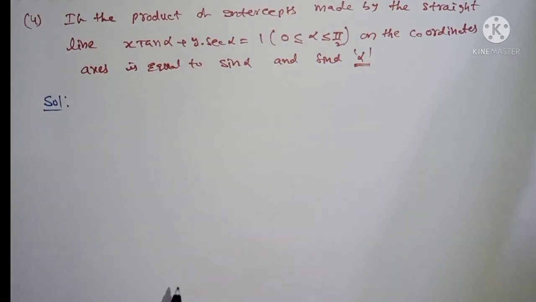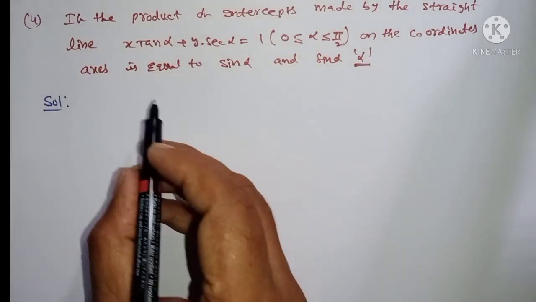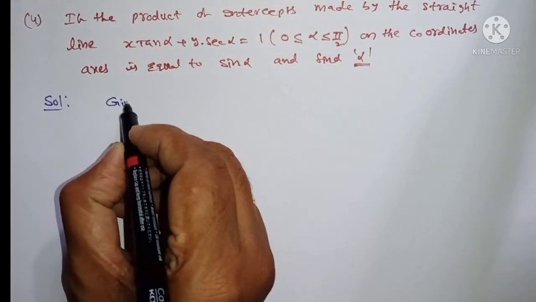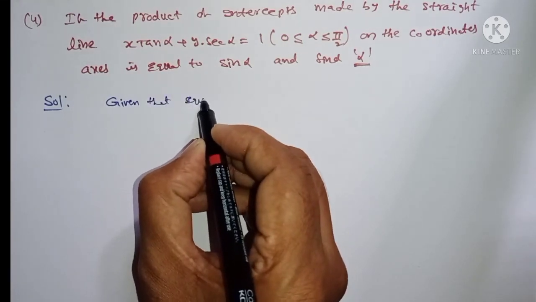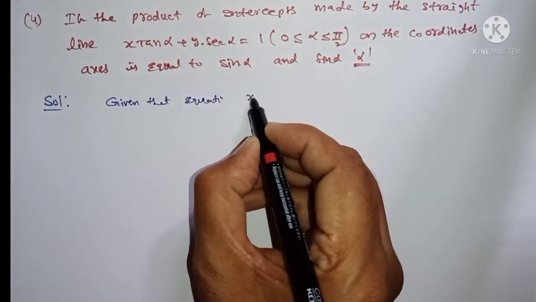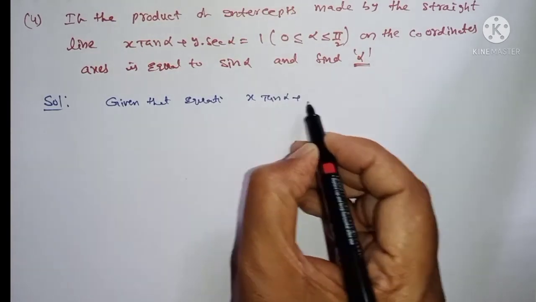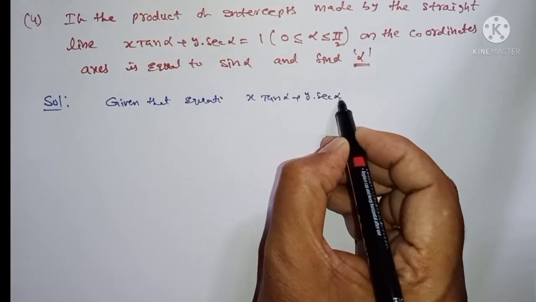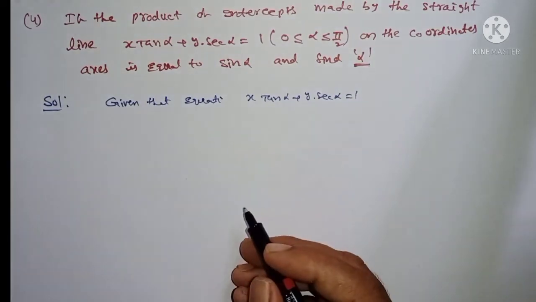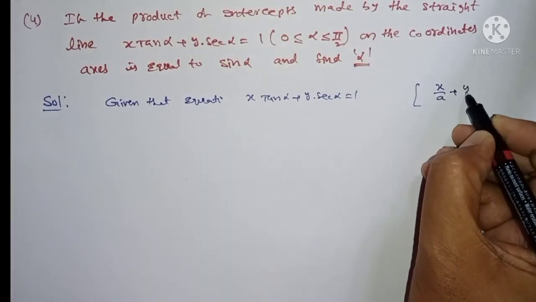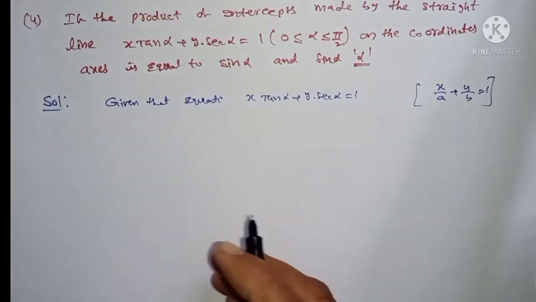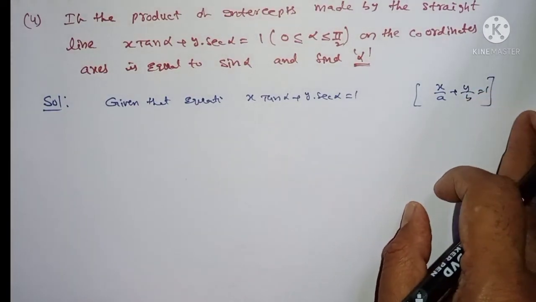First understand the question. Write down the given equation here, the line equation, x tan alpha plus y secant alpha is equal to 1. You can write it in the intercept form. What is the intercept form? x by a plus y by b is equal to 1.